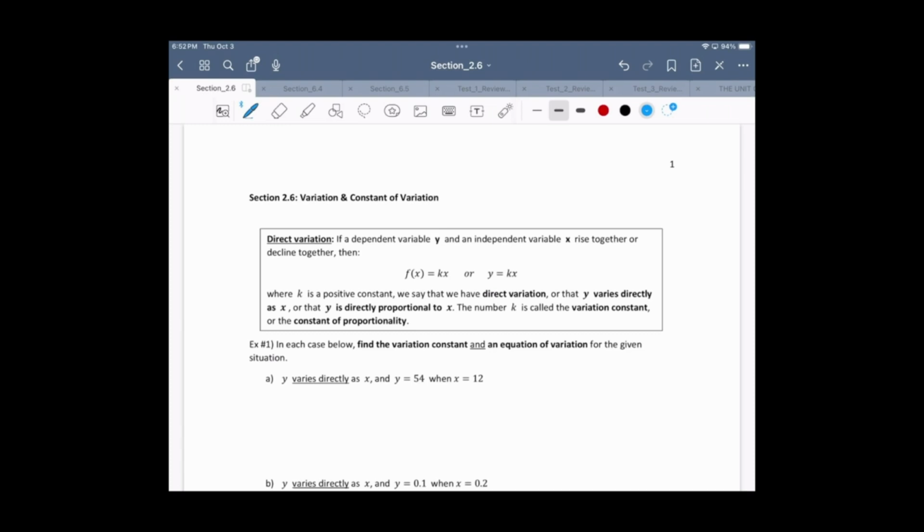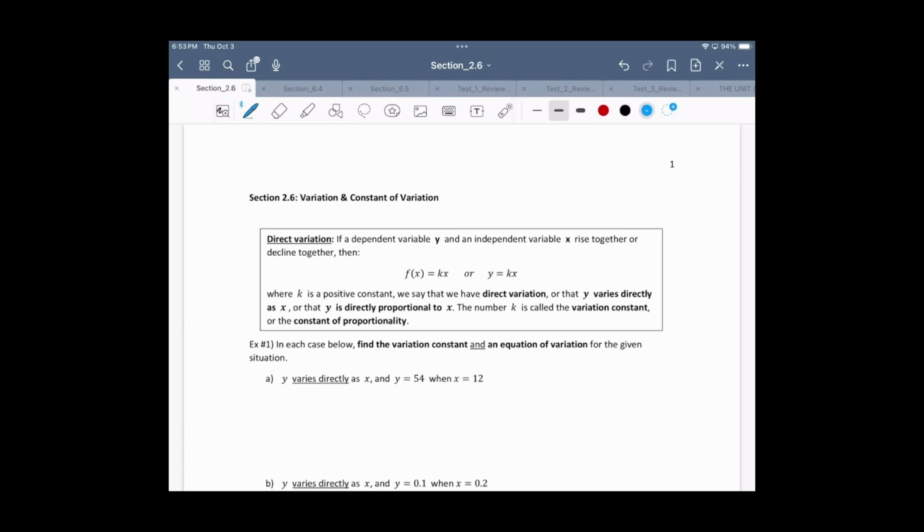Hello everyone, welcome to our discussion of section 2.6 where we will be talking about constant of variation. Now constant of variation is typically seen in all fields of business, economics, management, and science. So it's everywhere. Formulas that we have typically have a constant of variation in them. So we need to know what they are.